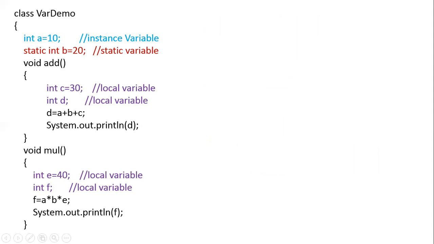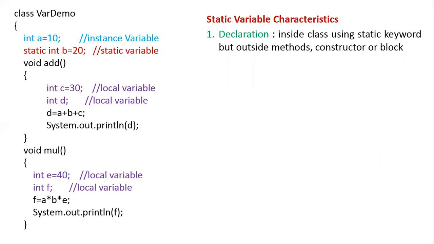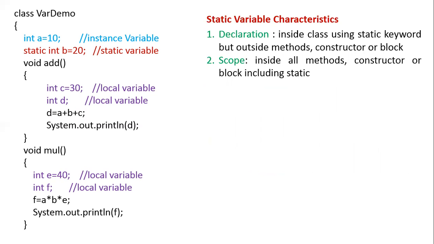Then next are static variables. Static variables can be declared inside a class using the static keyword, but outside methods, constructors or blocks. Then the scope is inside all methods, constructors or blocks, including static methods. So here we can see this B is a static variable, which is declared here as static. This B is used inside this method and inside this multiply method. So this B can be used inside these methods and the constructor. So scope is inside all methods, constructors or blocks.